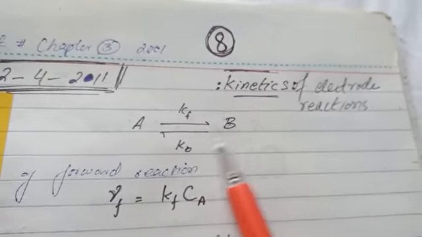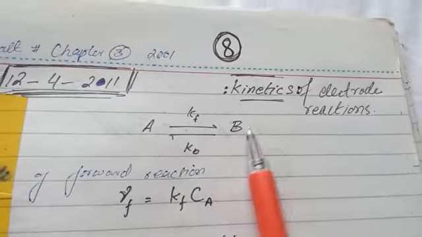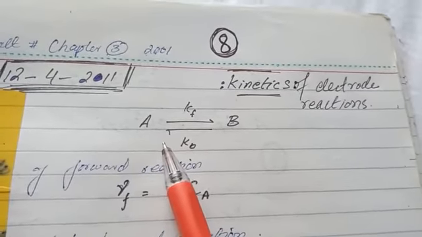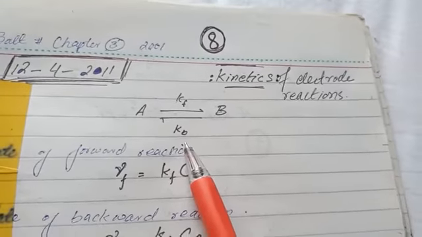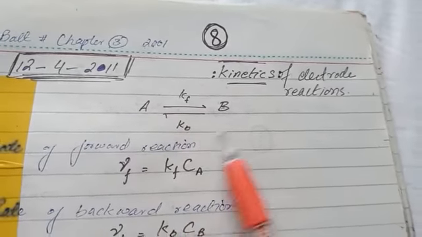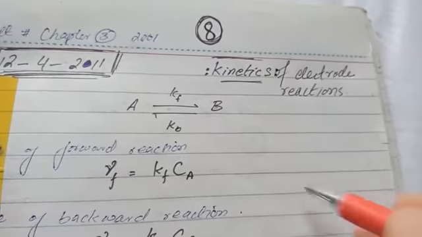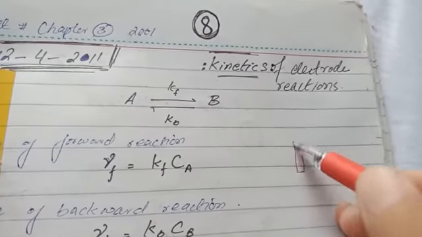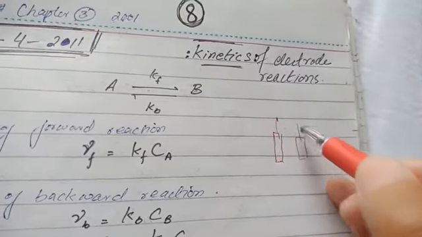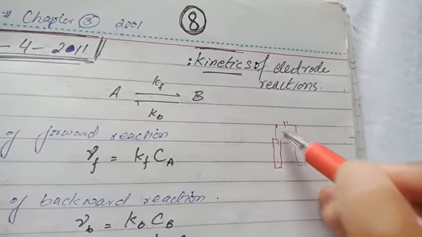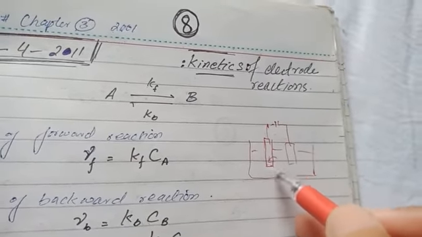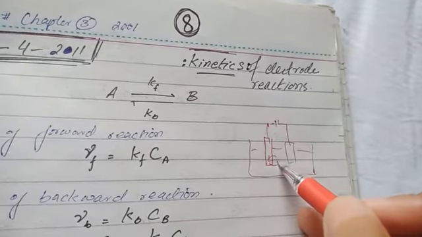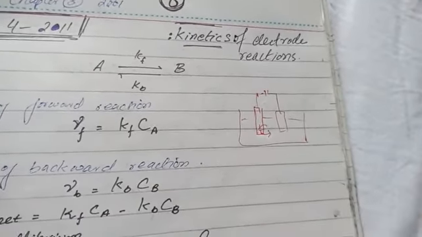reduced to species B with the forward rate constant Kf, and that is also oxidized to species A with the backward rate constant Kb. This system is at equilibrium or reversible because, in the case of OCP, where the system is in equilibrium and the condition is open circuit, and here the species at a particular voltage is either oxidized or reduced.